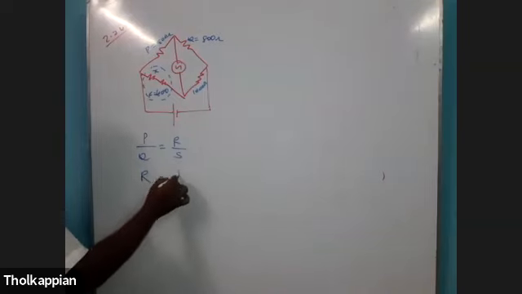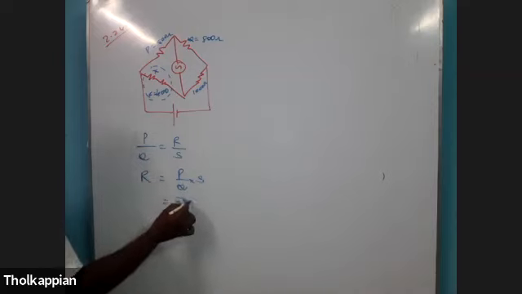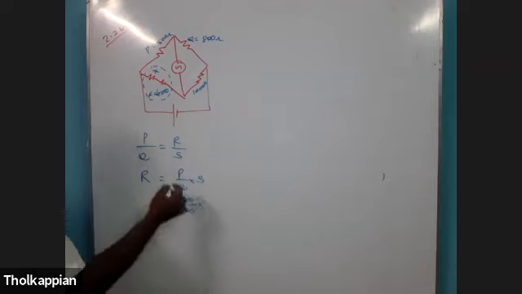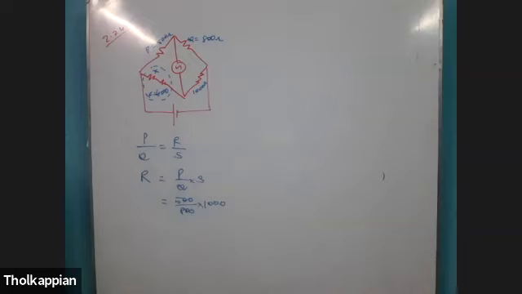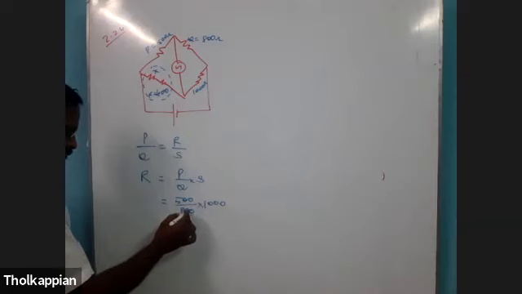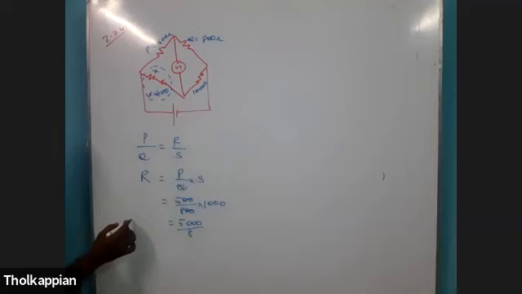R is equal to P by Q into S. So the P value is 500, divided by the Q value, 800, into the S value, 1000. Just cancel this, so that it became 5000 by 8. The R value is the resistance in series, so 400 plus X is the R value.